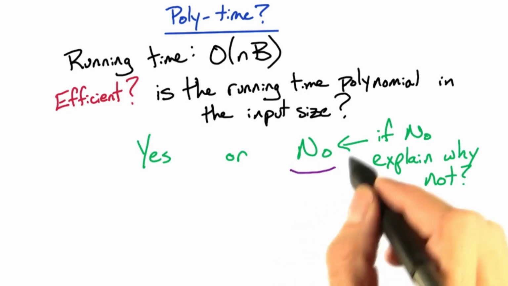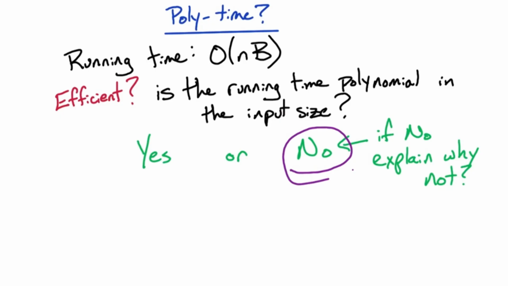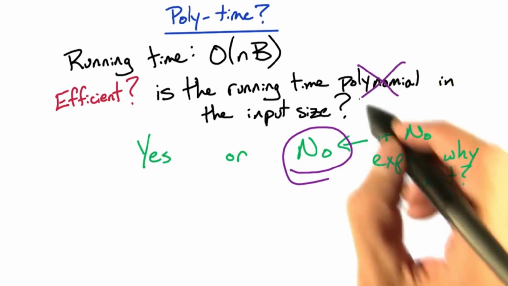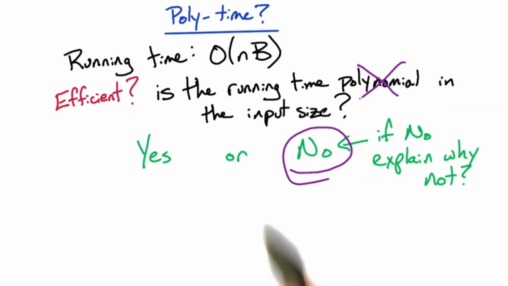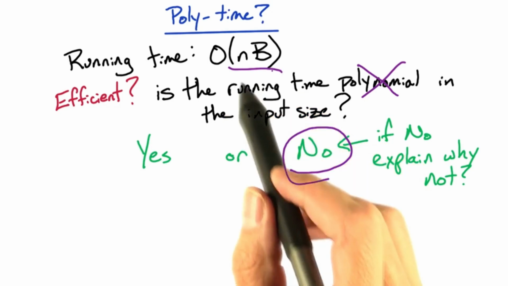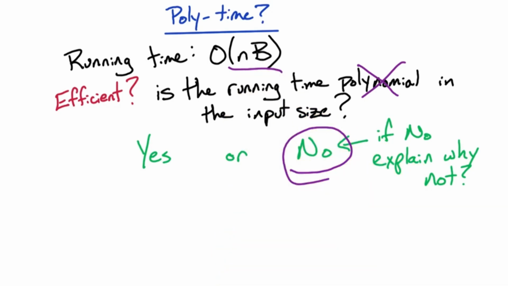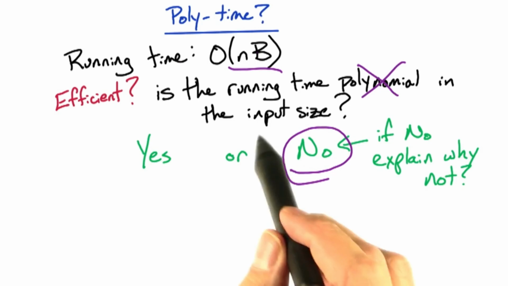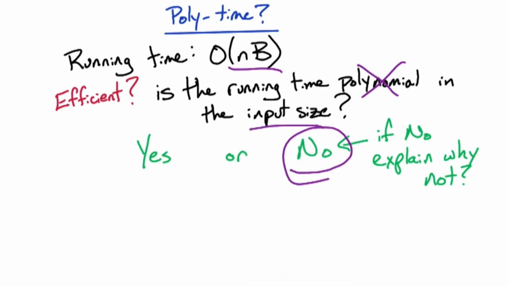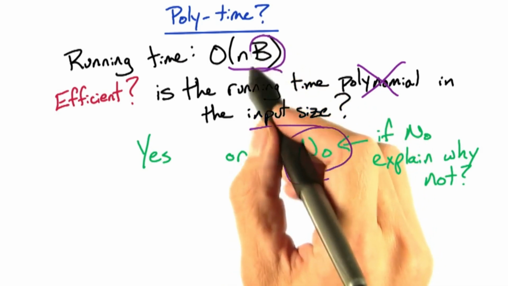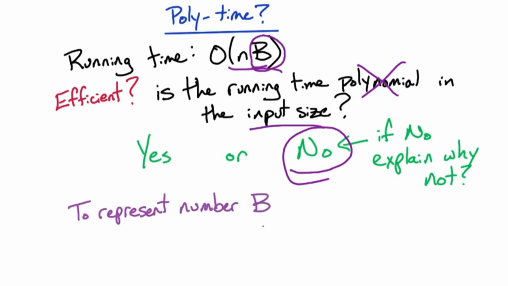Now the answer is no. This running time is not polynomial in the input size. Why not? Wait, this is a polynomial. I mean, this is a polynomial in n and capital B. But it's not a polynomial in the input size. Why not? The problem is this factor, capital B. If we want to represent this number, capital B, it's just a number, right? How much space does it take to represent this number?